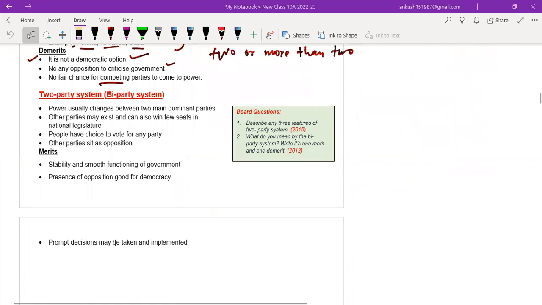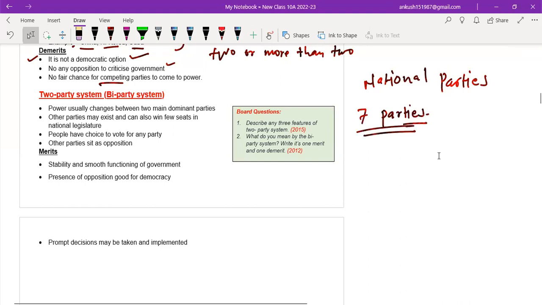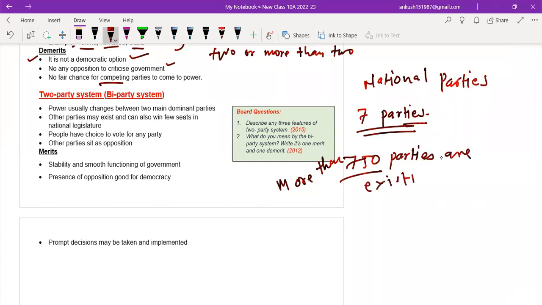Okay. Now let us understand the two-party system. Do you know how many main parties there are in India? I think I told you. The main parties are called national parties. There are in total 7 national parties existing in the country, but in general, there are more than 750 political parties existing in India. Did you get it?